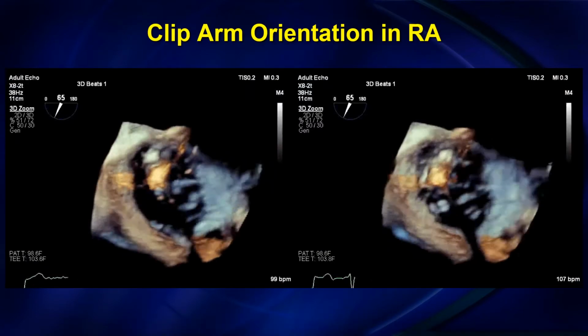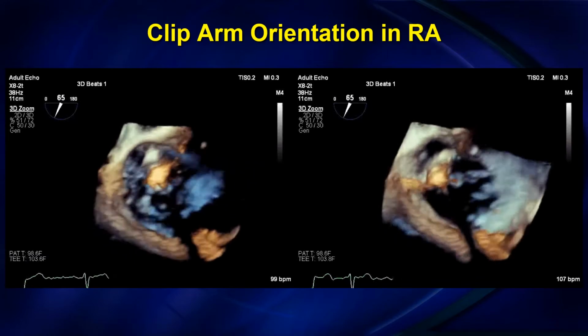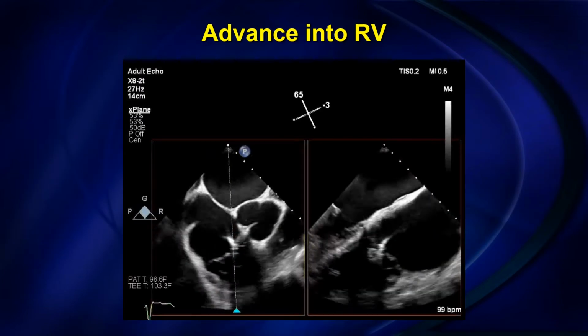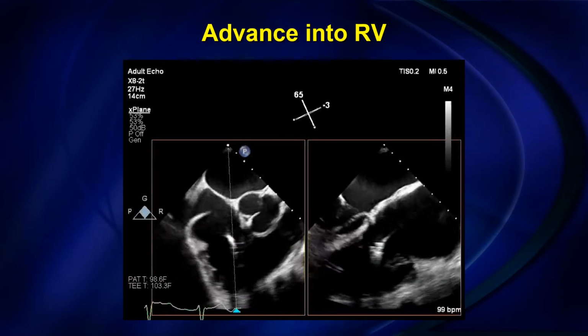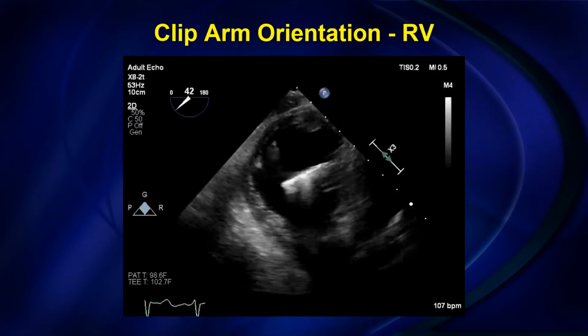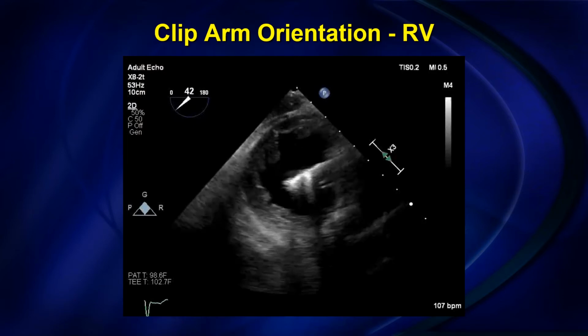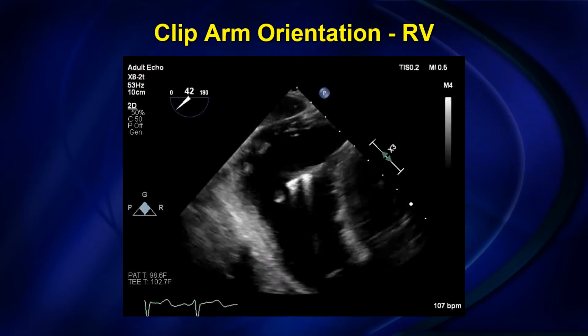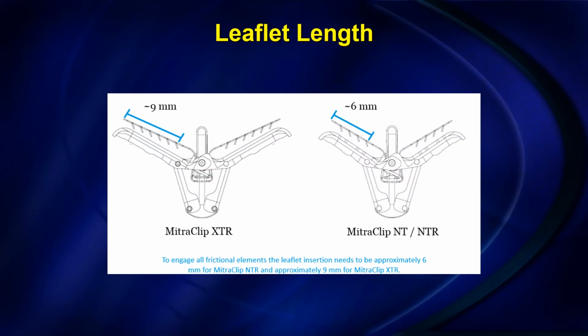Clip arm alignment in the RA is performed with 3D imaging, and the clip is advanced into the RV under X-plane imaging. The clip is opened and clip arm orientation and positioning is confirmed in transgastric short axis imaging. Just as with MitraClip, the XTR and NTR TriClips require at least 9 mm of leaflet length for the XTR and 6 mm of leaflet length for the NTR.